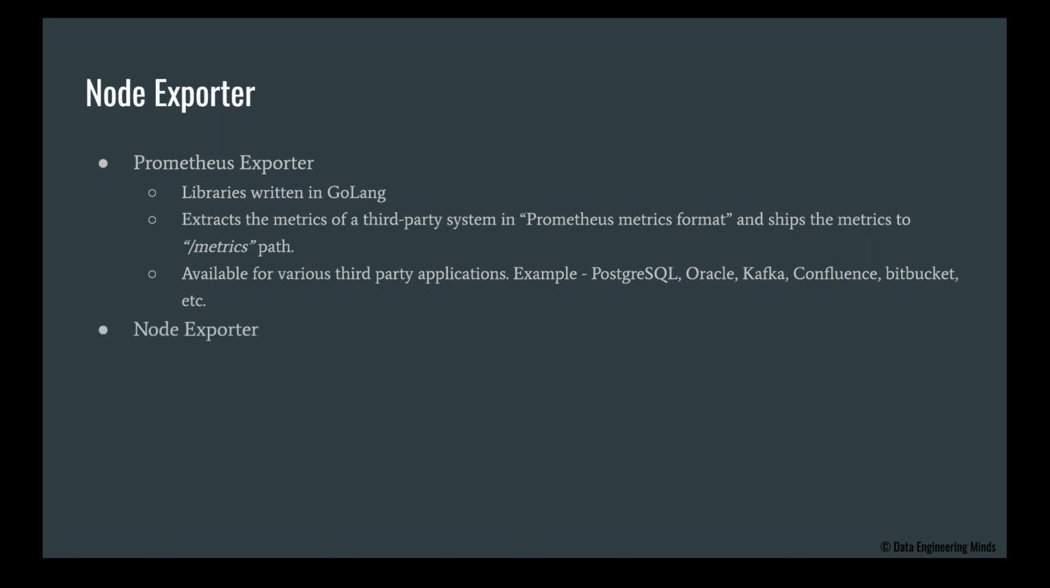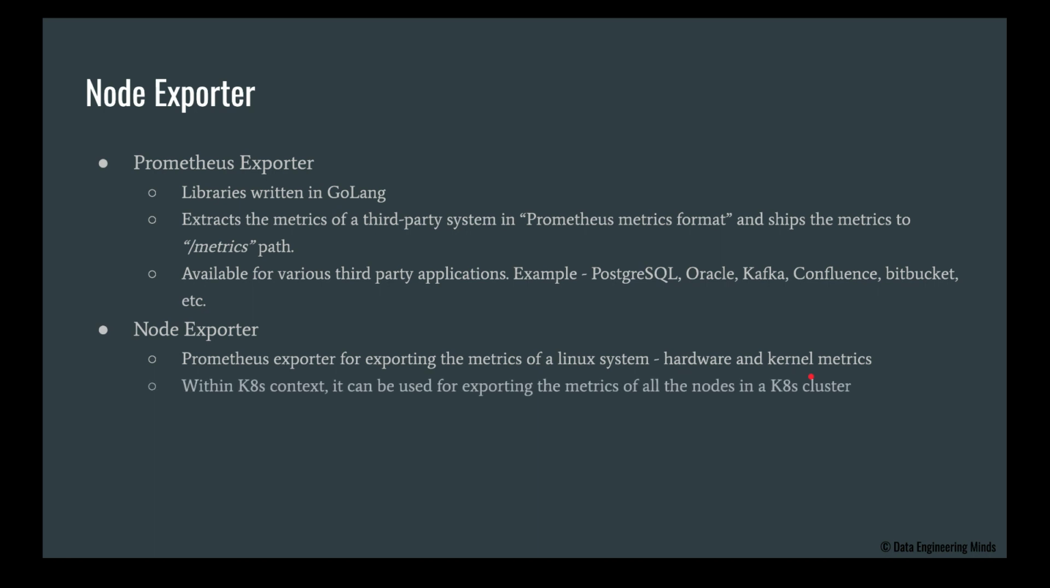So what is actually a NodeExporter? NodeExporter is actually a Prometheus exporter that is used for exporting the metrics of a Linux system, mainly metrics related to hardware and kernel. So in case of Kubernetes, these node exporters can be used for exporting the metrics of all the nodes available inside our Kubernetes cluster. Today in our video, we are going to deploy this NodeExporter application and then export the metrics of the nodes inside our Kubernetes cluster. By default, NodeExporter exposes the metrics on port 9100, on the /metrics path.